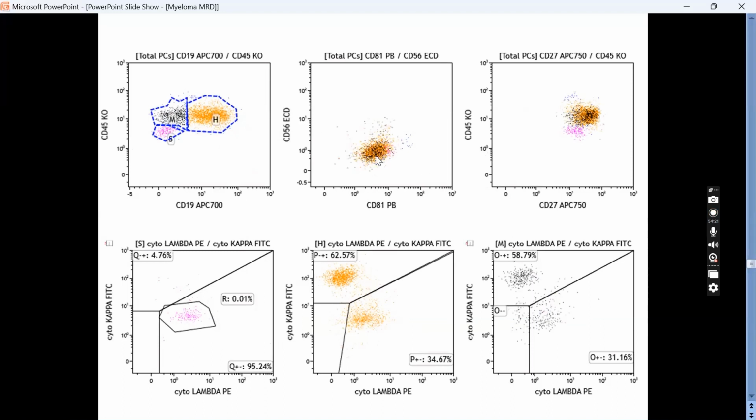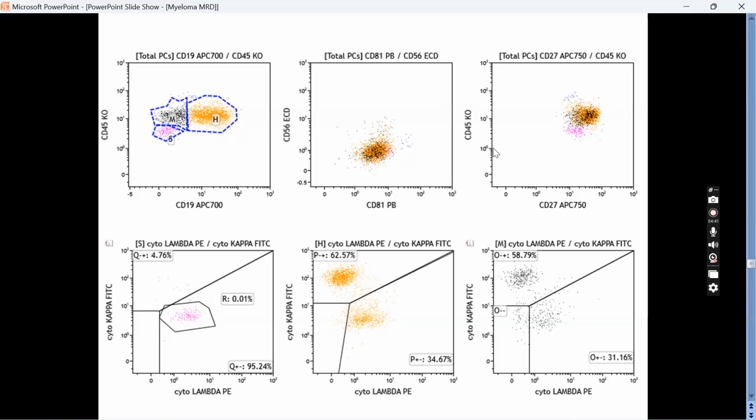It is not exhibiting CD56. It is exhibiting CD81 in the normal fashion. It is expressing CD27. And in kappa lambda it splits into two. Similarly, there is one more population which is CD19 negative, but CD45 is moderate, same as this population.